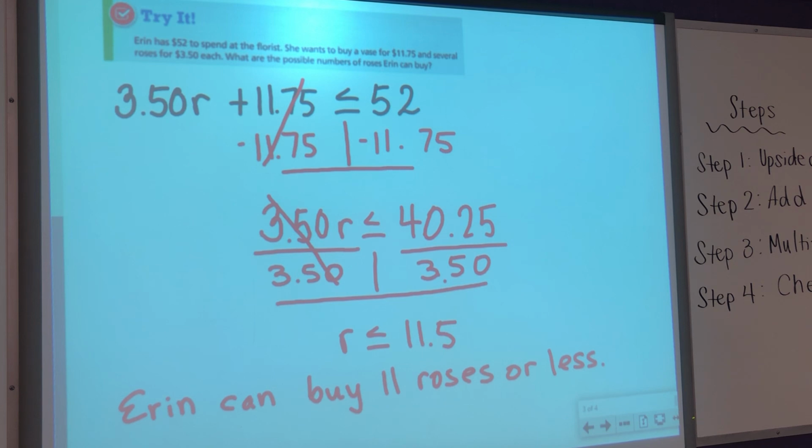So if you're ever buying a rose or a set of roses for your sweetheart, should you say, I would like 11 and a half roses?